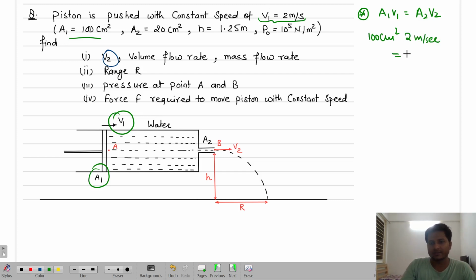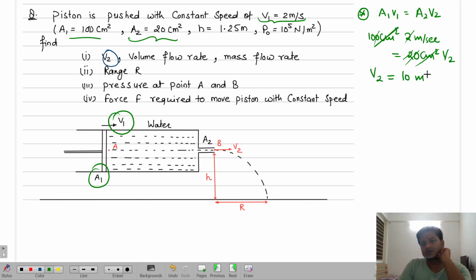Why am I writing the SI units? Because sometimes the areas are different, so it's better to write the units so that they can be easily cancelled out. Follow this procedure every time. A2 is given, 20 centimeter square, and V2 I need to find out. So centimeter square got cancelled, 0 0 got cancelled, 2 2 got cancelled. So V2 is nothing but 10 meter per second. The water which is coming out has V2 of 10 meter per second, isn't it?